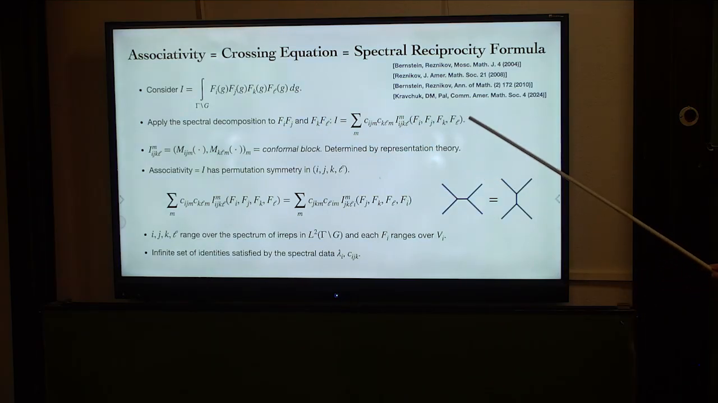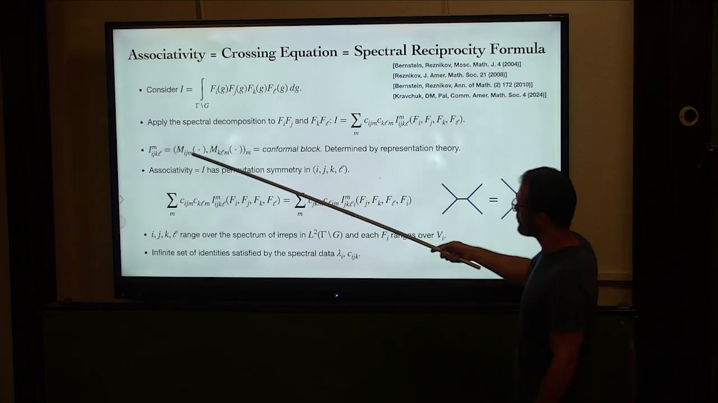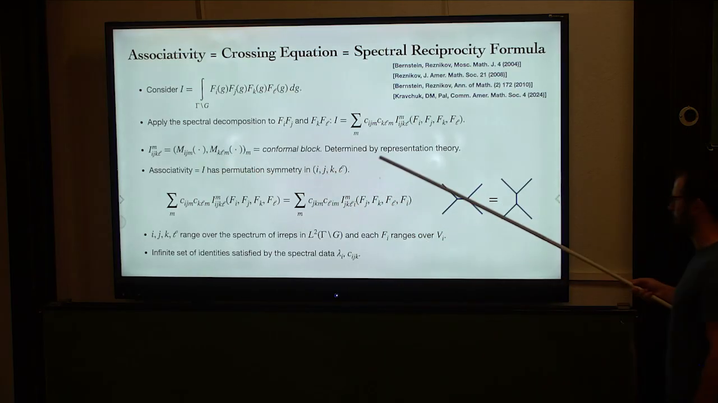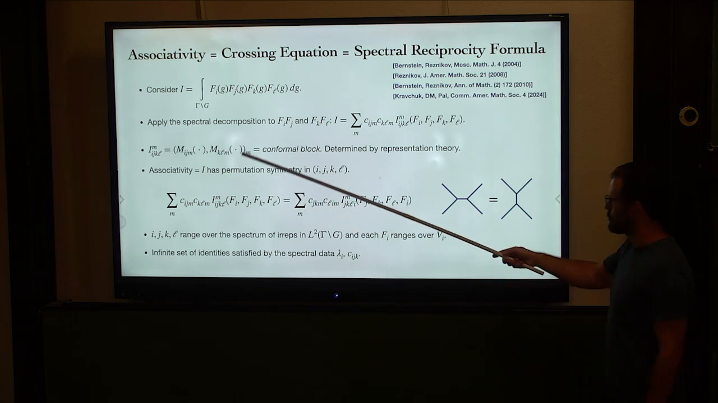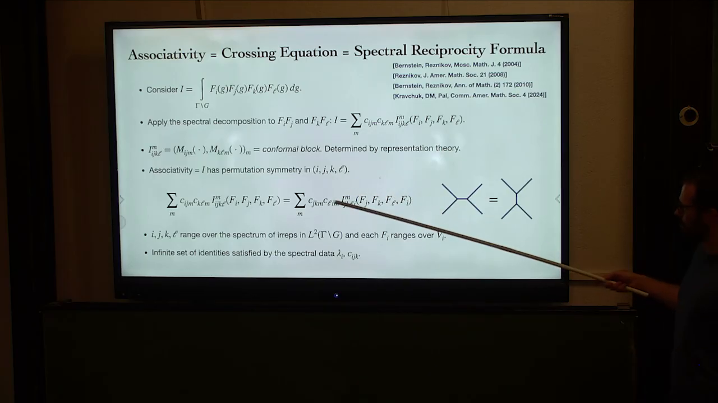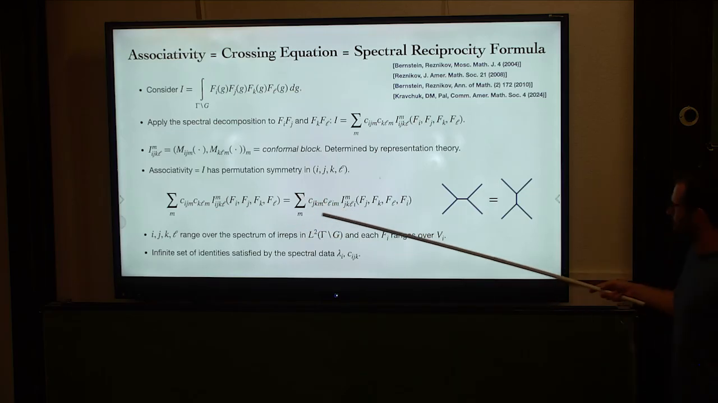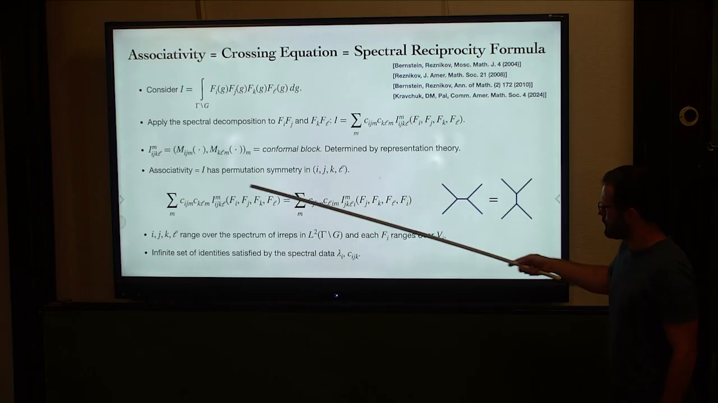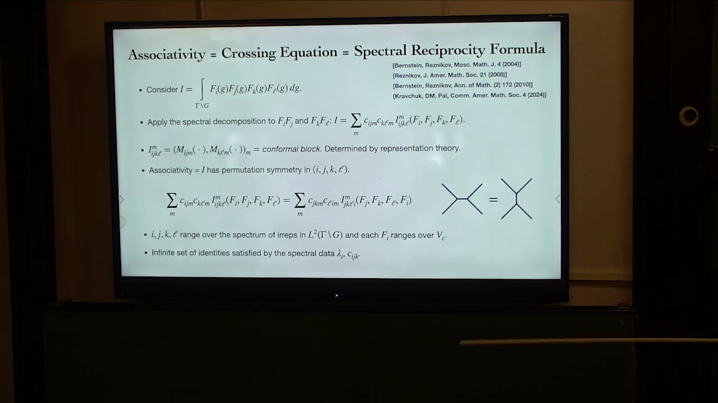In the first case, you get an expression for this integral I which is bilinear in the structure constants, with some kind of universal object, which is really the analog of the conformal block, which is just this gluing of triple intertwiners, and it's completely determined by representation theory. Associativity is just the statement that this should be symmetric under permuting i, j, k, l, so you get this nice crossing equation which is bilinear in the structure constants and depends in some controlled way on the spectral data, which are in these conformal blocks. It's usually represented in this way.